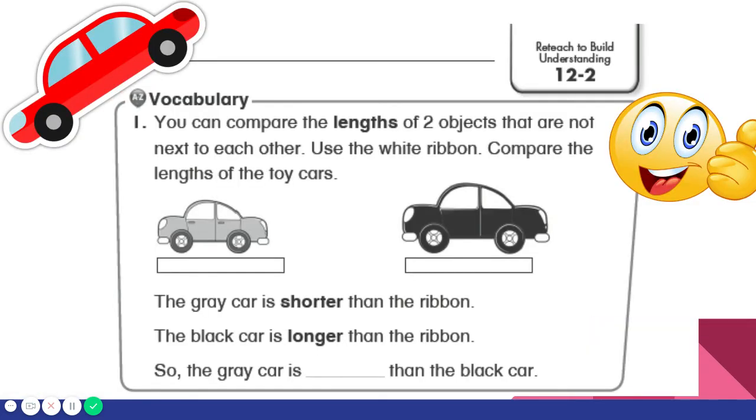Now for our lesson, we are going to be reviewing measurement. Like we've done before, we're just going to make sure we understand the key terms that go along with measurement. So we're going to get started. First, I'm going to read the problem and make sure we understand the vocabulary words that are in dark black. So, you can compare the lengths of two objects that are not next to each other.